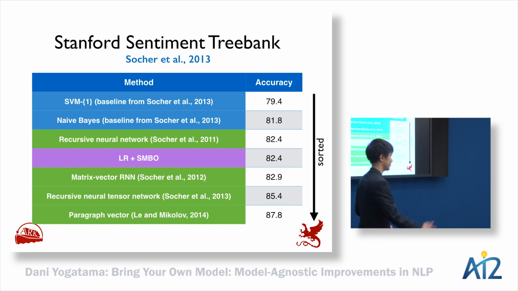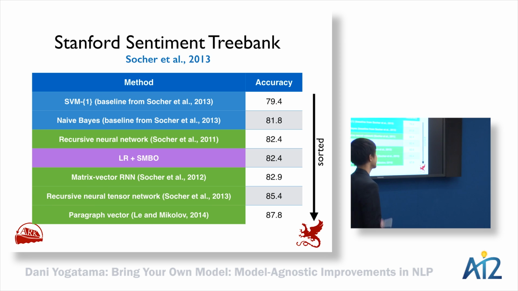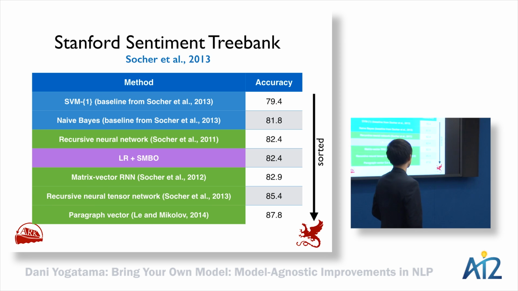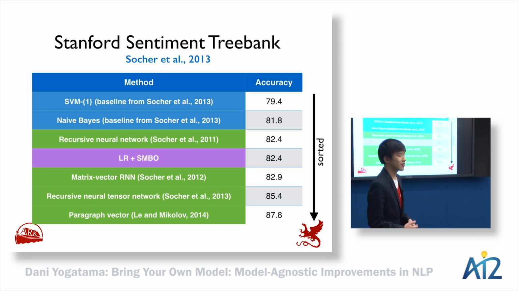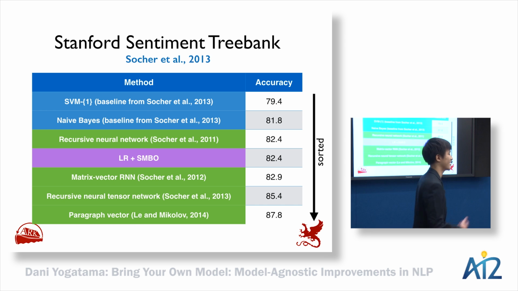Okay, so this is the last set of results I'm going to show. We have more results in the paper. This is sentence level sentiment analysis. It's basically the same story. Our method is better than previously published linear model baselines. It's comparable with recursive neural network and matrix vector recursive neural network. It's still a few points below the state of the art, but again, I think that's fine because we're just using the simplest model.